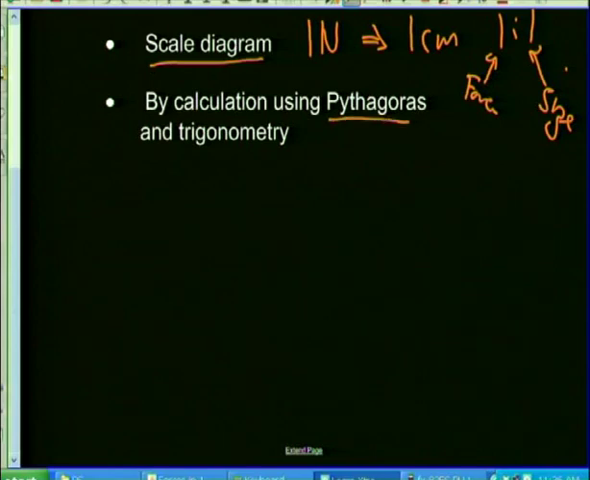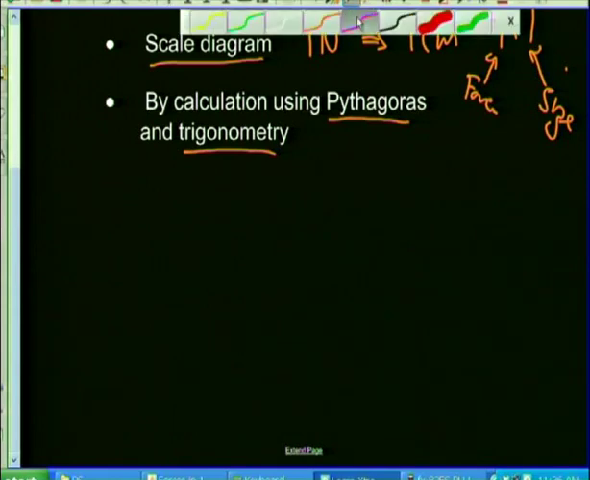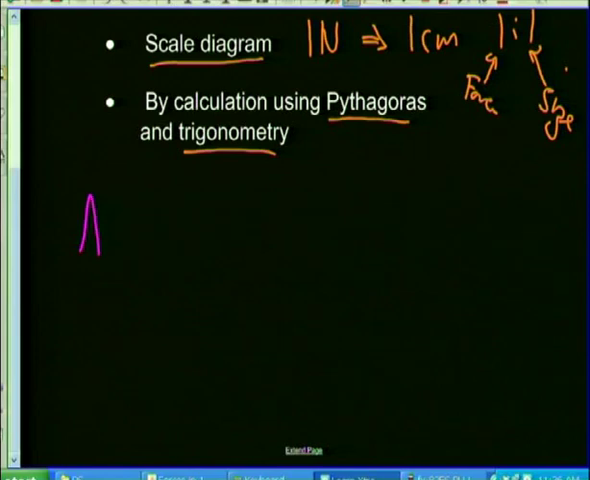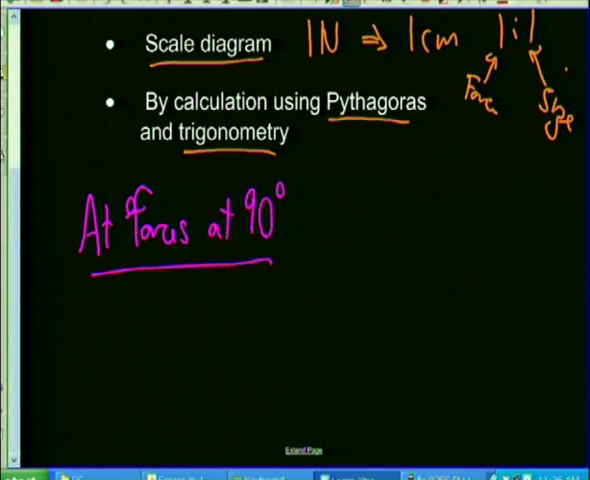But I want to move on to the calculation type of problem. So let's run through a typical example. What we're going to say is that you're going to use Pythagoras and you're going to use trigonometry. And in general, we're going to start with two forces that are at 90 degrees. So let's start with two forces at 90 degrees.